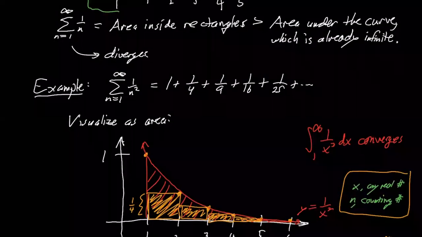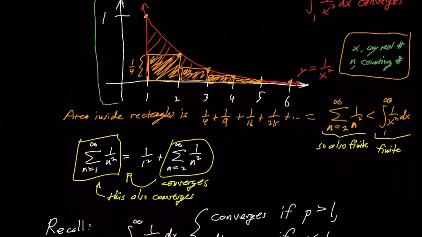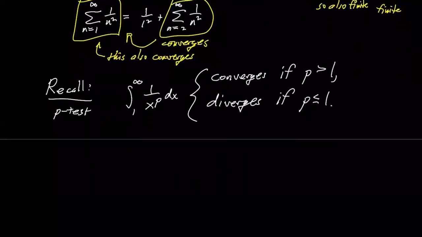Whereas down here, we had a finite area under the curve, so we wanted to make something smaller, right? We wanted a smaller area in the boxes to show that that's also finite. And this generalizes. The arguments for 1 over n and 1 over n squared generalize.